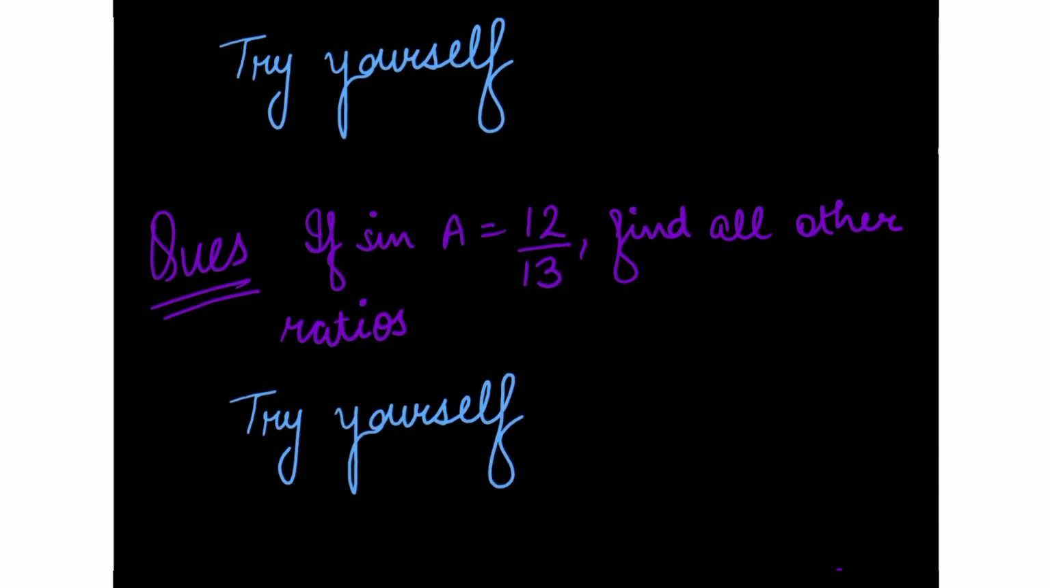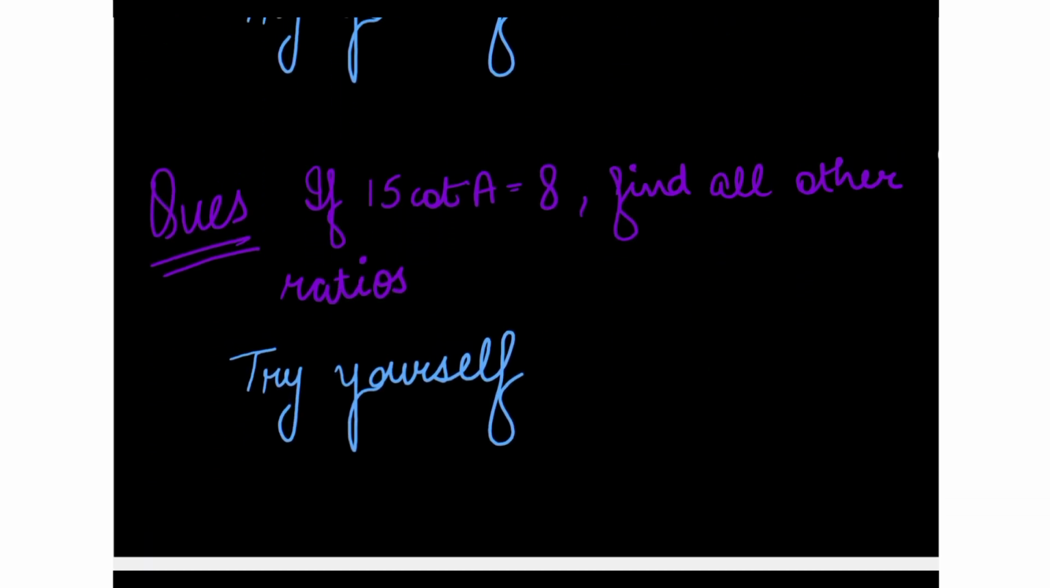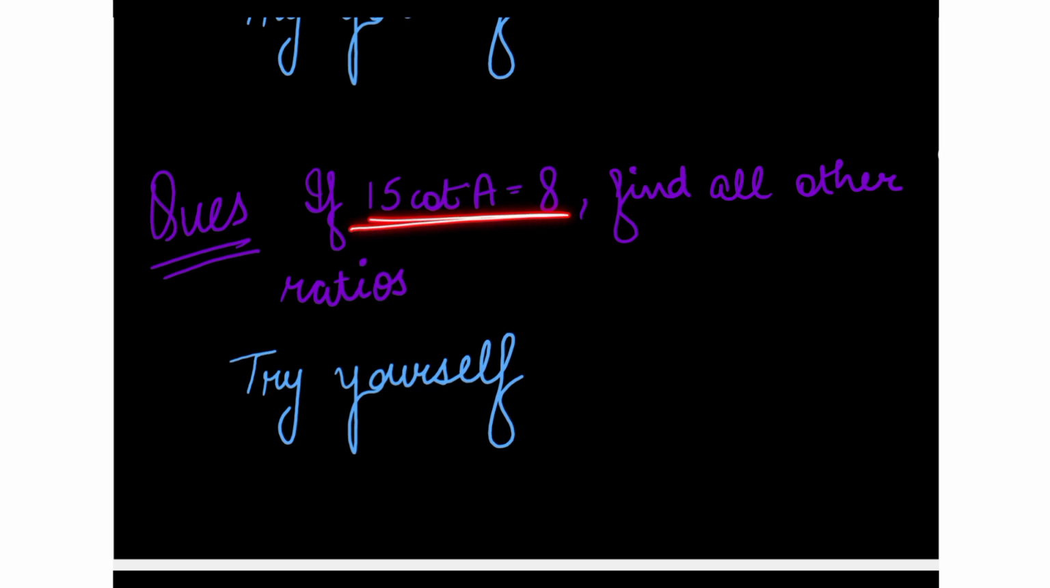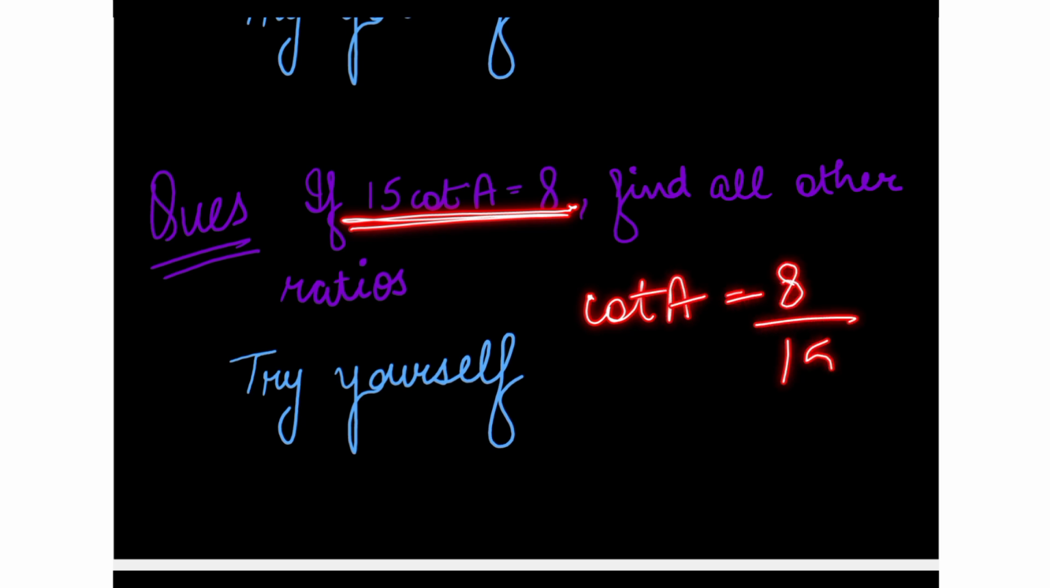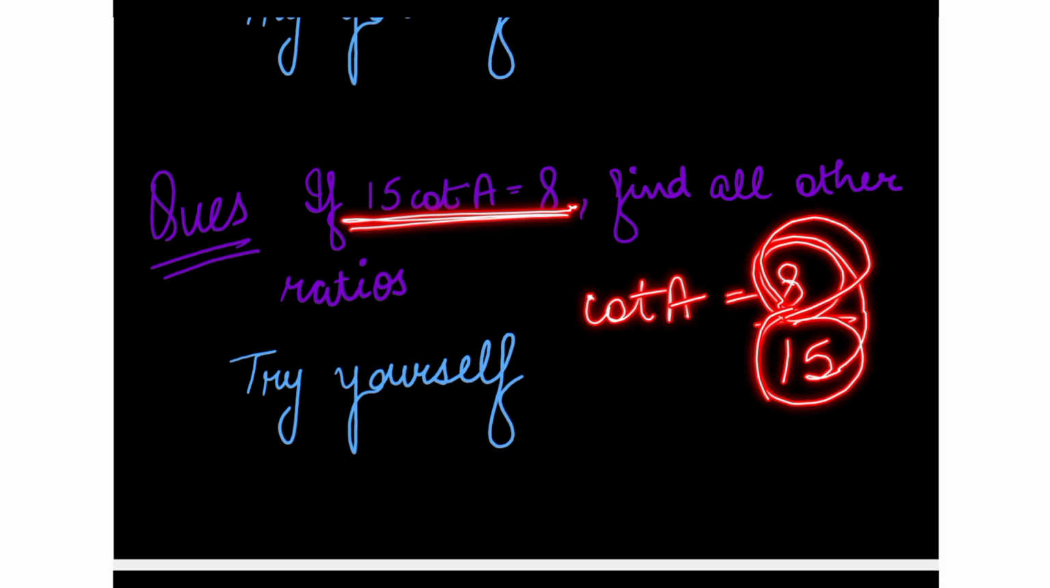Similarly, there is one more question. 15 cot A is equal to 8. So 15 cot A is equal to 8 means cot A is equal to 8 by 15. So we can say that cot A is base upon perpendicular. Base is 8 units, perpendicular is 15 units. We can find out the hypotenuse and then we can solve this question also.